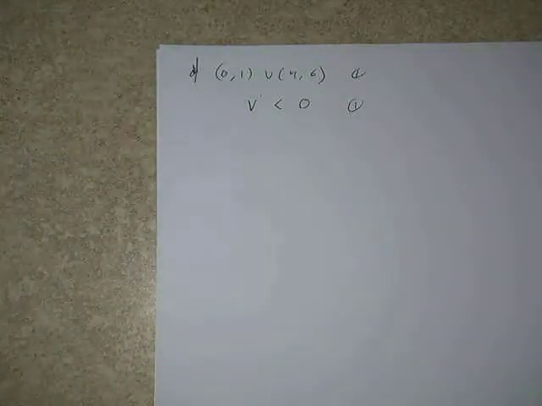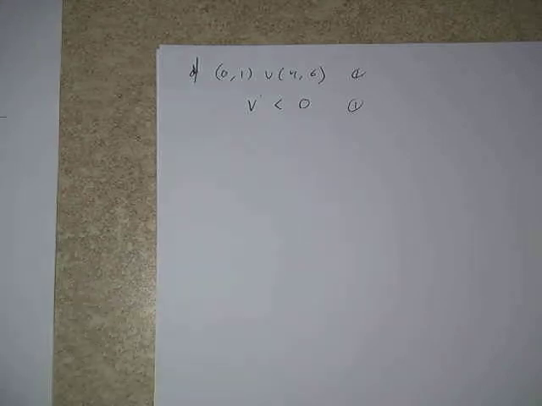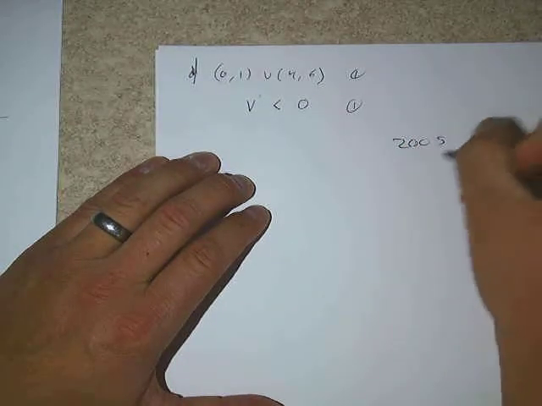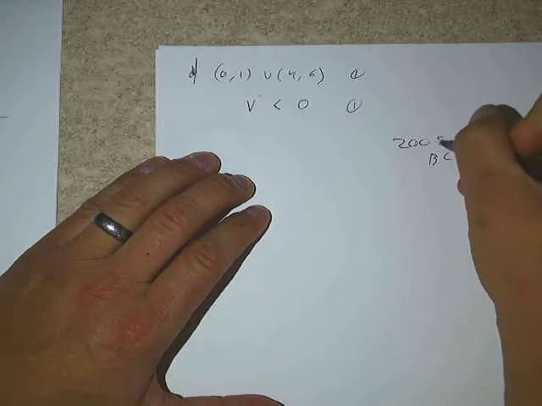And again, you could say this in words as well, if you want to say that the derivative of the velocity is negative on those intervals. Something like that would be fine as well. The velocity is decreasing, another way to say it. Alright, questions so far?